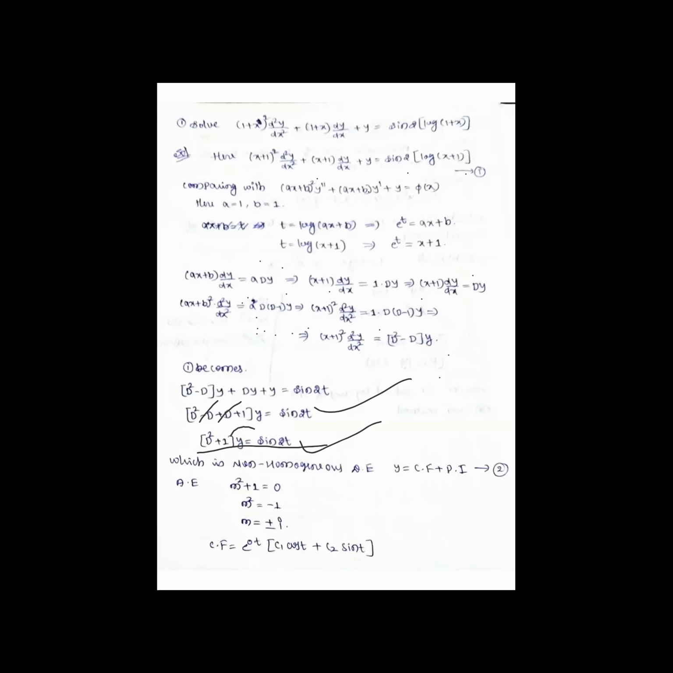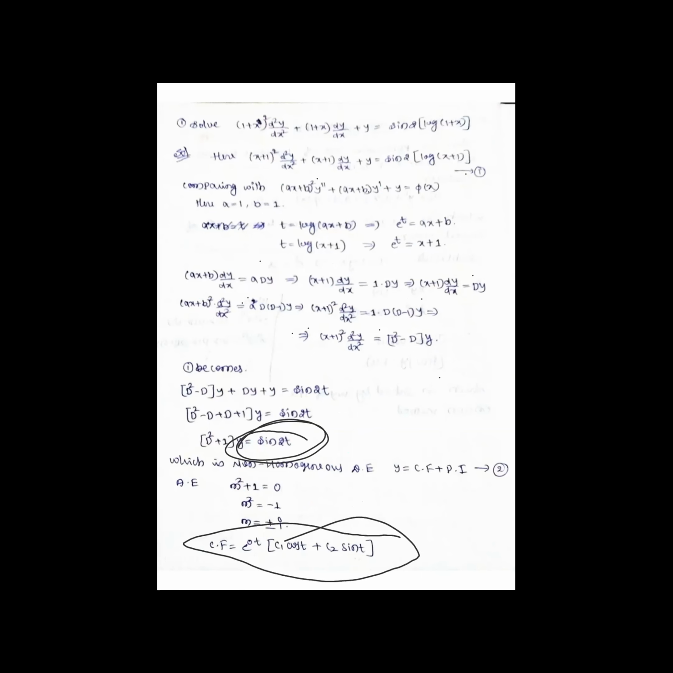So the answer is y is equal to complementary function plus particular integral. Therefore auxiliary equation is m square plus 1 equal to 0, m square equal to minus 1, m equal to plus or minus i. So here p is 0, complex roots, and q is 1, e raised to p into t. Why am I writing in terms of t? Everyone, be careful, because the RHS is expressed in terms of t. So e raised to 0 into t, c1 cos of t plus c2 sine of t. This is your complementary function.